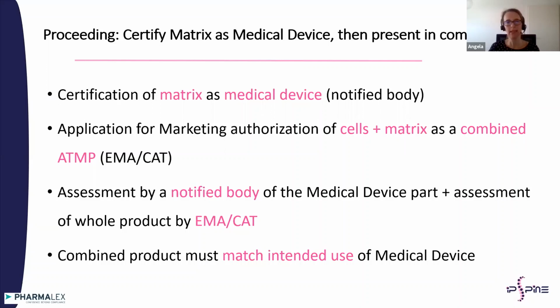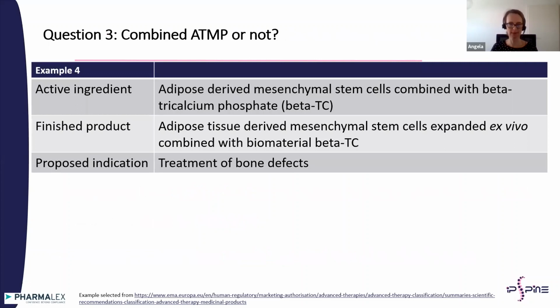So let's take a look at examples, again, kindly provided by the CAT on their homepage. Do we have a combined ATMP or not in this example? We have an active ingredient containing adipose-derived mesenchymal stem cells combined with beta-tricalcium phosphate. So the finished product will contain this mixture of cells and this biomaterial, and it will be used for the treatment of bone defects.